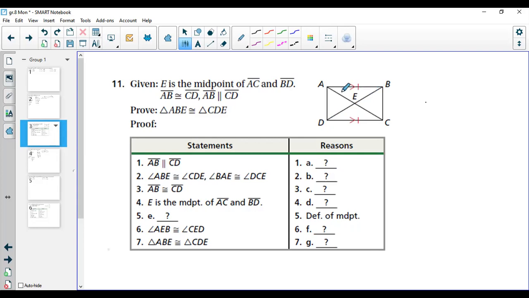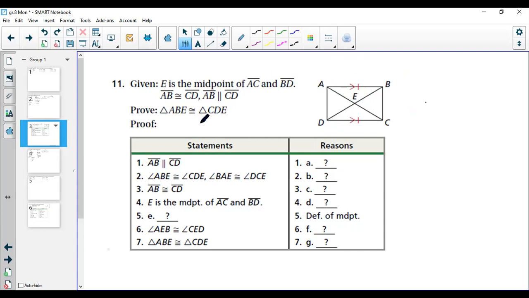So from this, you need to understand that these two lines, what will be equal to what? Which part will be equal to what? AB is congruent to CD. AB is congruent to CD, and AB is also parallel to CD. Okay, so let's get going now.